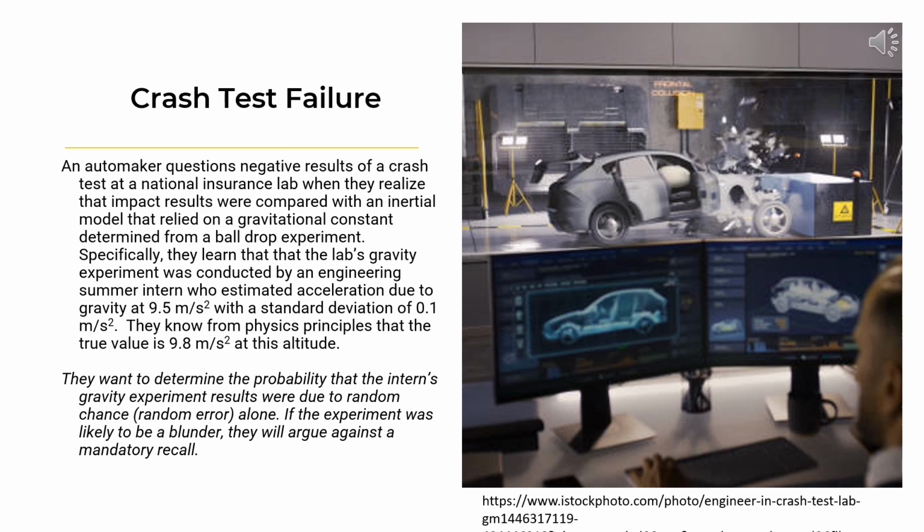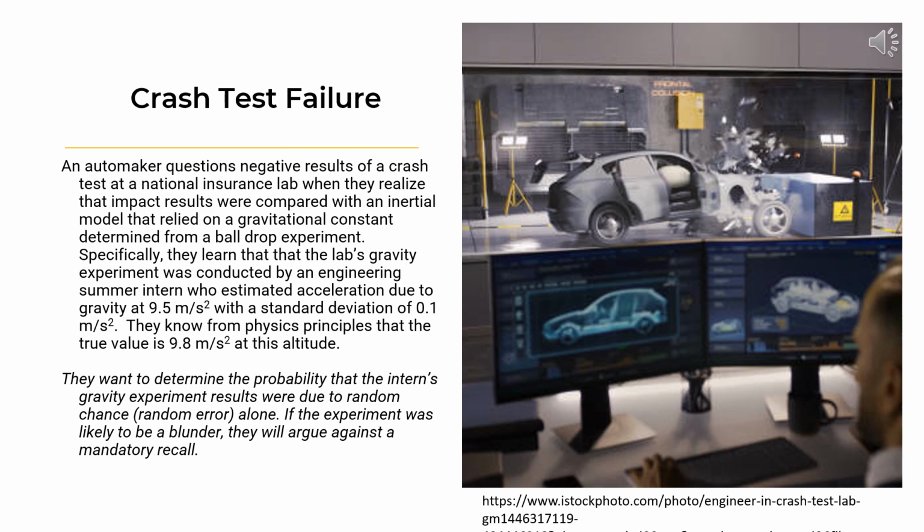In the next example, we'll look at crash test failure. An automaker questions negative results of a crash test at a national insurance lab when they realized that impact results were compared with an inertial model that relied on a gravitational constant determined from a ball drop experiment. Specifically, they learned that the lab's gravity experiment was conducted by an engineering summer intern who estimated the acceleration due to gravity at 9.5 meters per second squared, with a standard deviation of 0.1 meters per second squared experimentally.